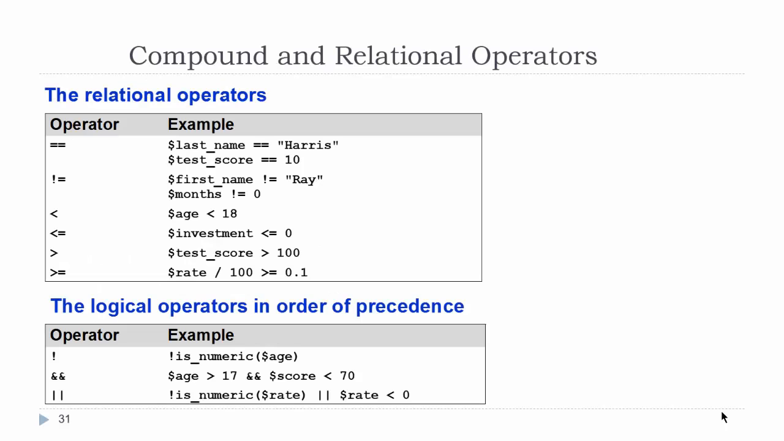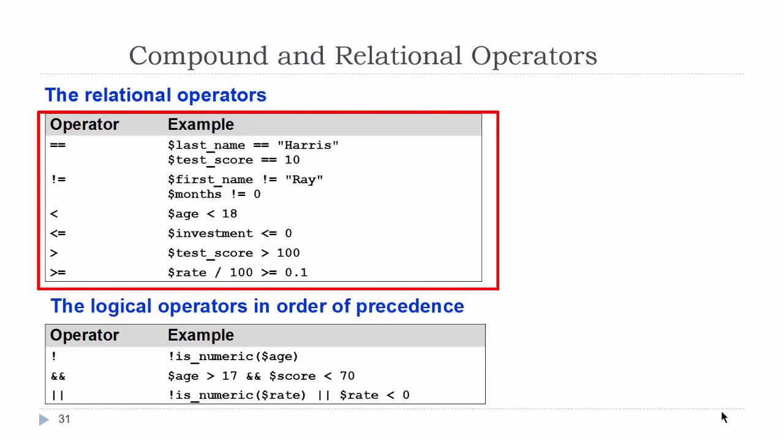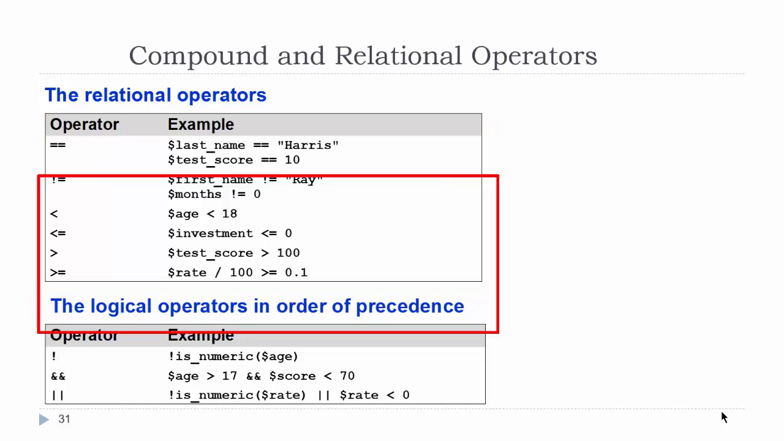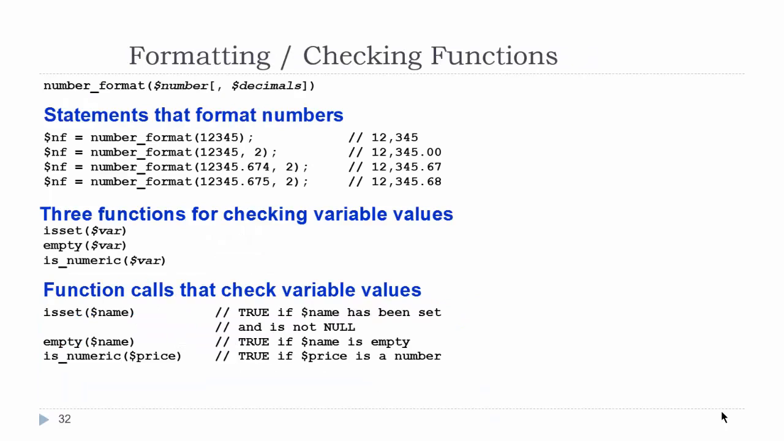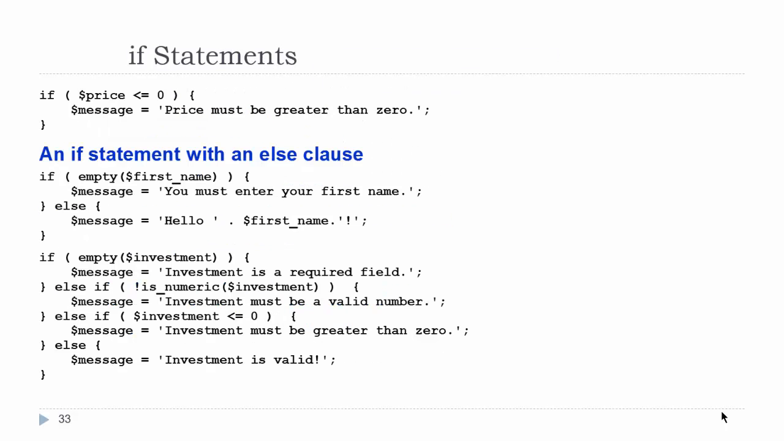The PHP language has comparison and relational operators: equal to, or the same as, not equal to, or not the same, greater than, less than, etc. And we have logical operators: and, or, and not. PHP has many functions for formatting and checking both numbers and strings, and we will look at these in the future.